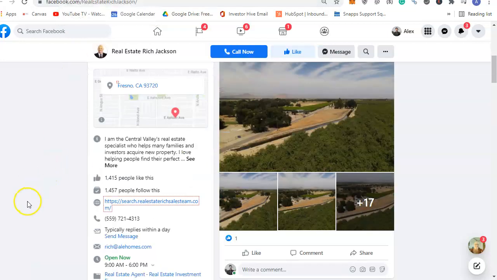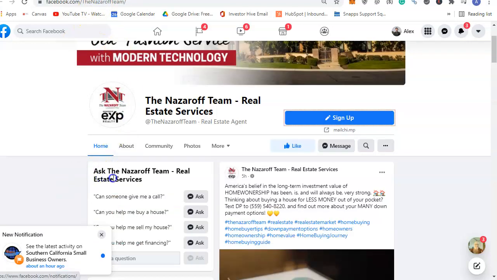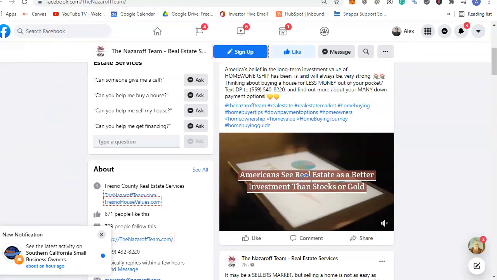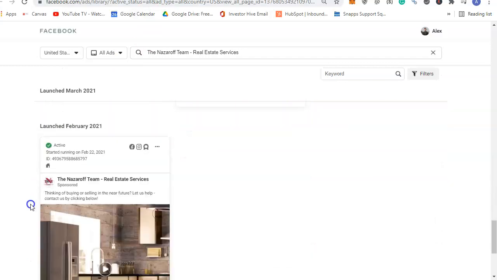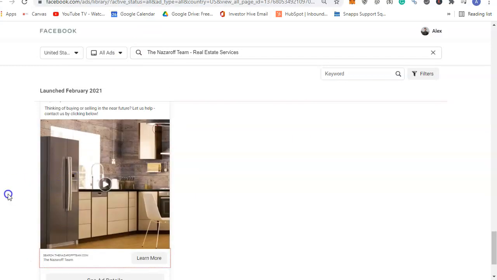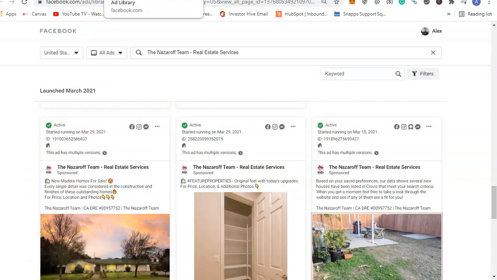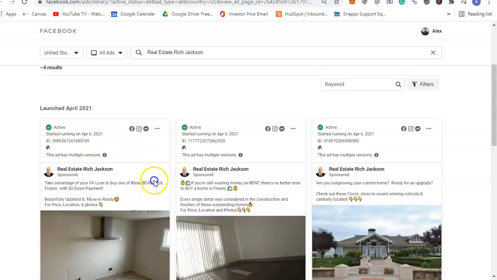A couple of the competitors I'm looking at today: you got Real Estate Rich Jackson and the Nazaroff team. They got a decent following as well, and they've been running these ads for a few months now, since about March. This one's February. Nobody would run ads for that long if they weren't working halfway decent and providing results, at least paying for themselves, right? So I'm gonna kind of critique these ads since you're not currently running any.